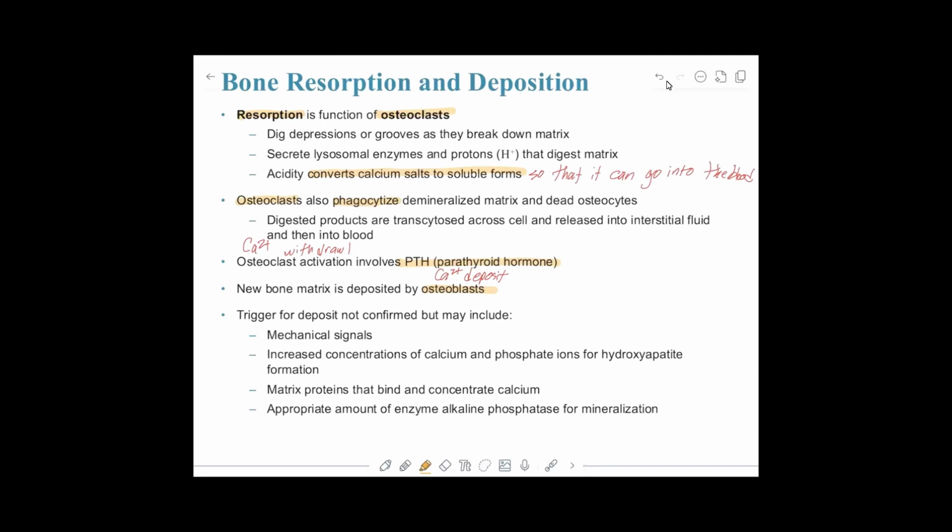So the triggers for this deposit may include mechanical signals, which basically is us putting pressure on our bones through exercise.